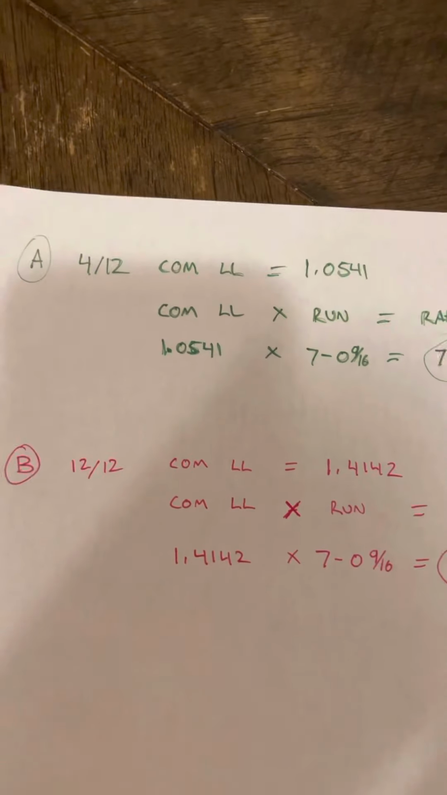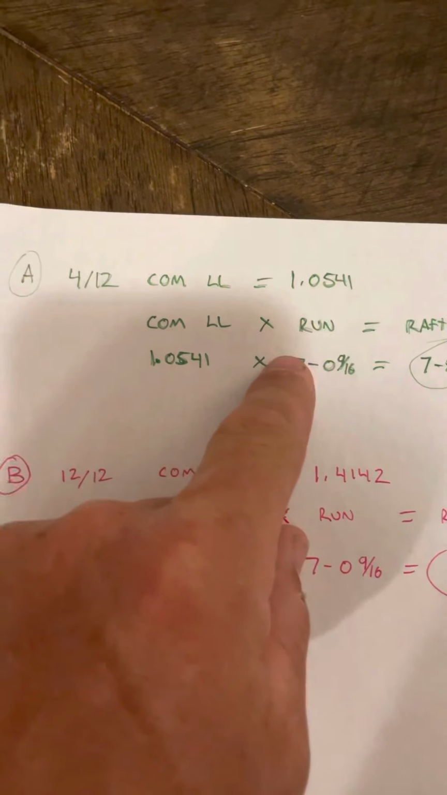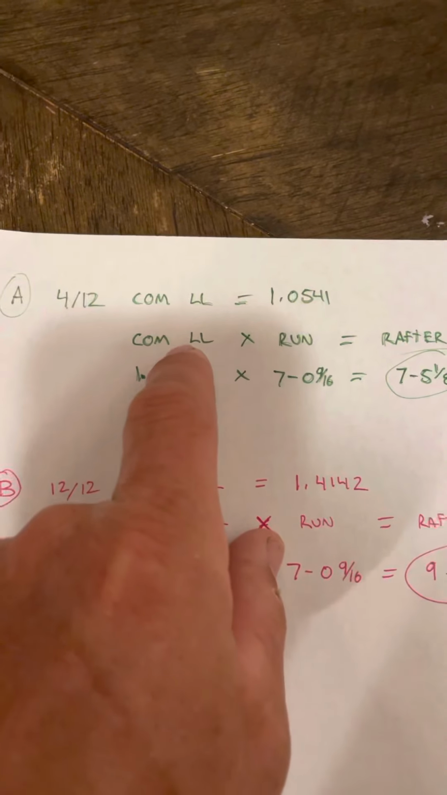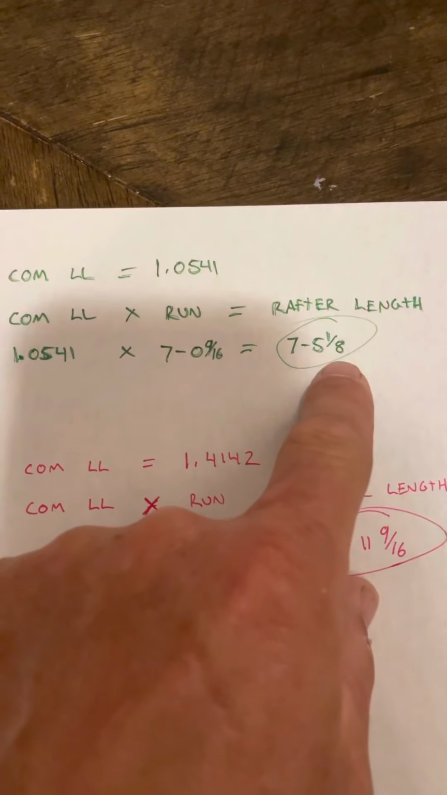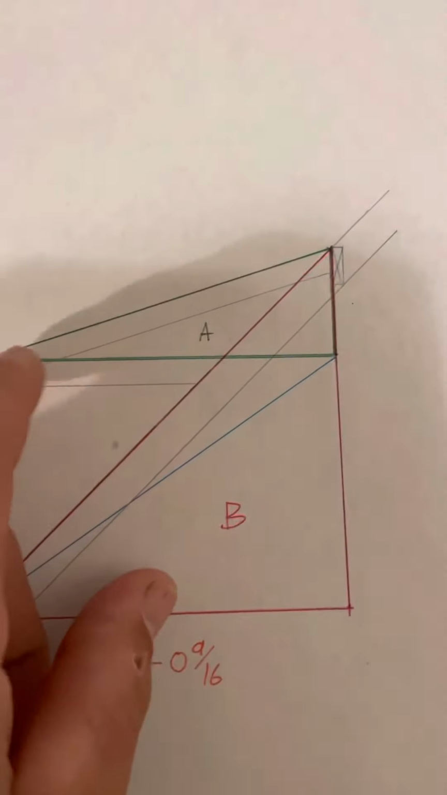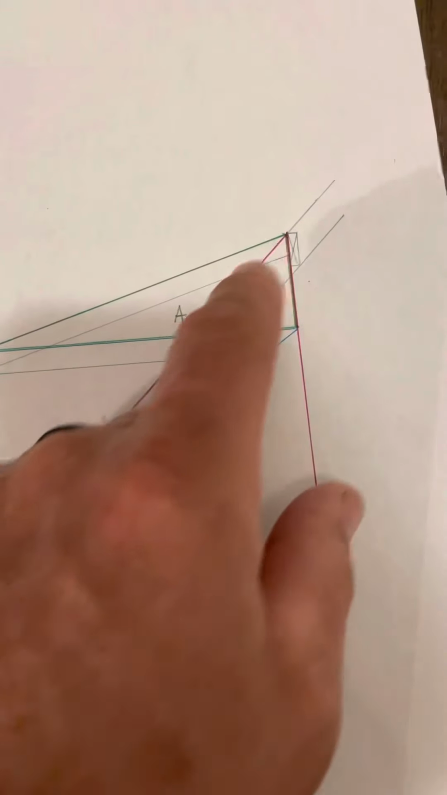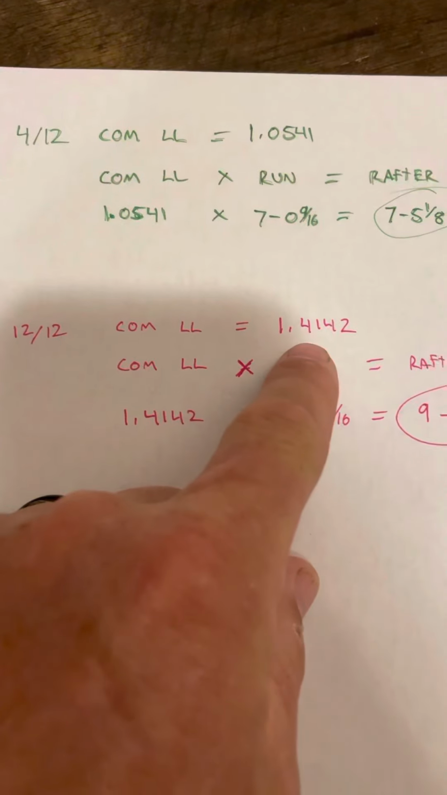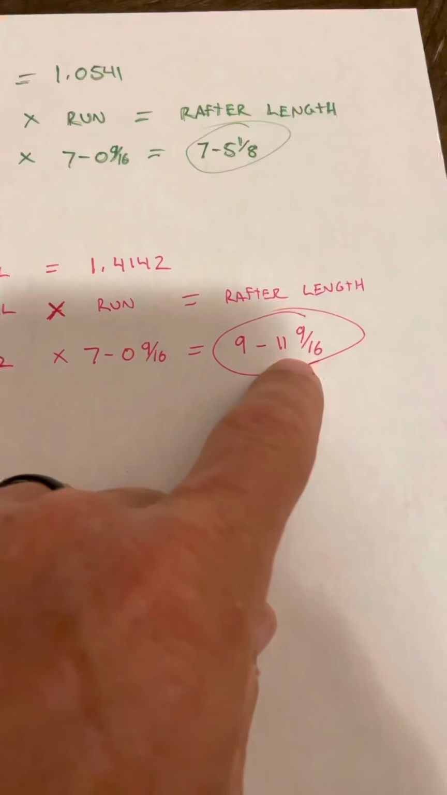So in the example of a 4 pitch, our common line length ratio is 1.541. So the slope will always be that amount times longer than the run. So we just do our little basic math there. Common line length times run equals the rafter length. And we come up with a 7'5" and 1/8. We do the same thing for our 12 pitch. So I've got the triangles labeled here. So we knew that it's the same run for both of these. Just different slopes. So we'll multiply our common line length of a 12 pitch. And that gives us 9'11" and 9/16.